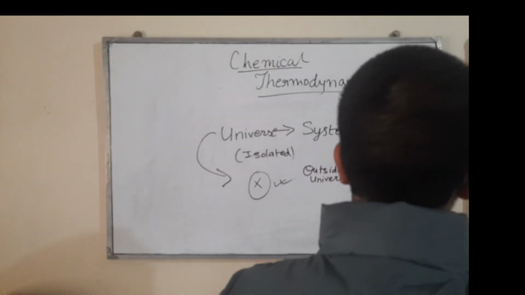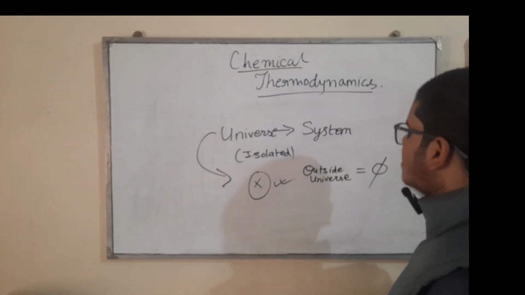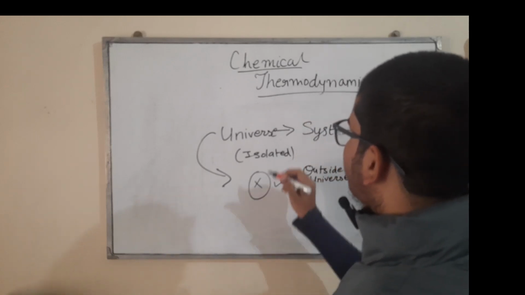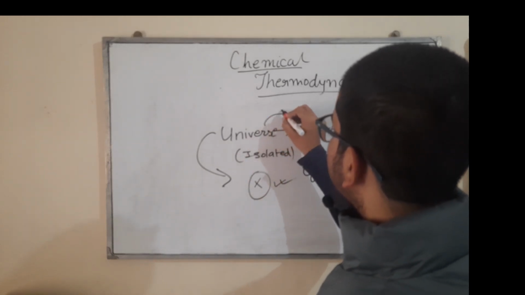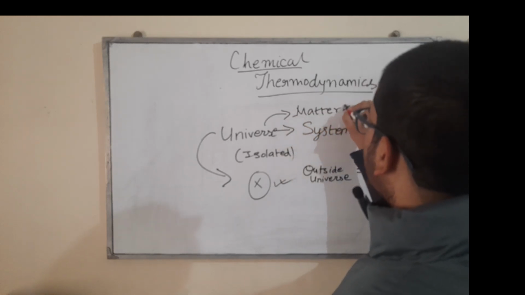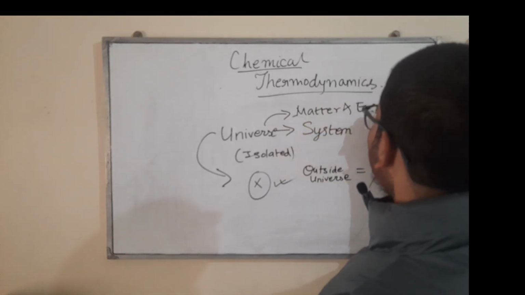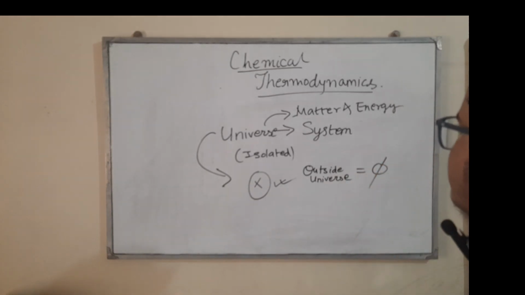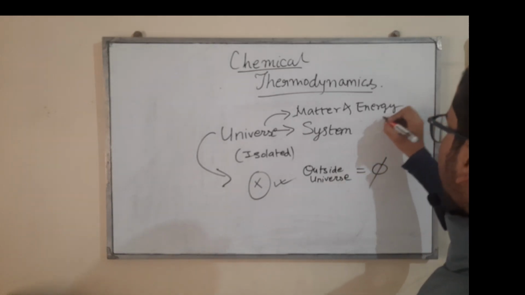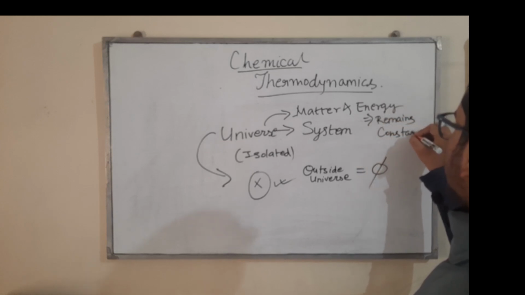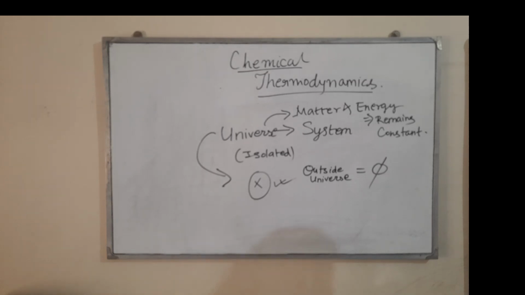So if it is a null set, then surrounding is a null set. If surrounding is null, then the matter and energy of the universe can't exchange with anything because there is nothing outside the universe. So this remains constant, matter and energy. Okay?